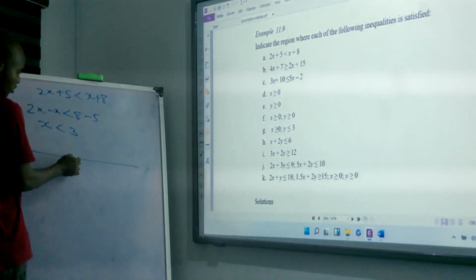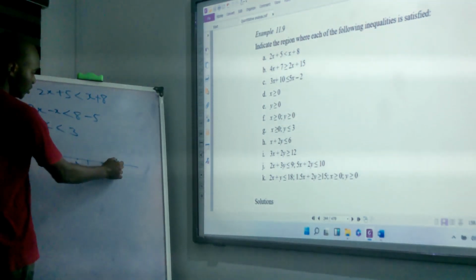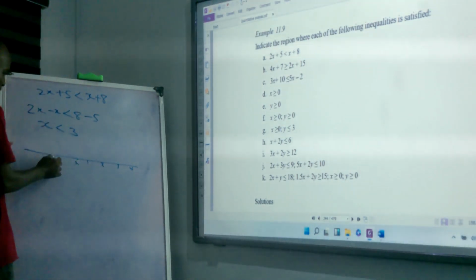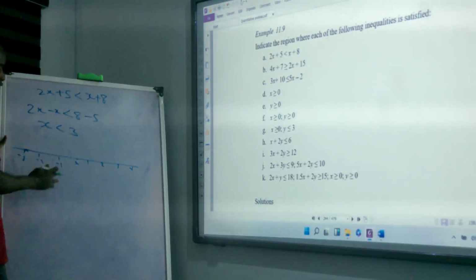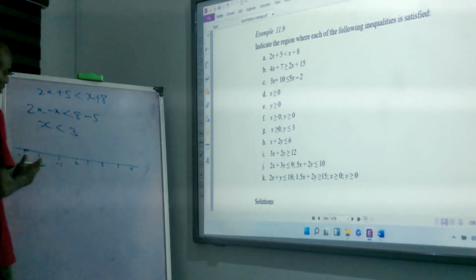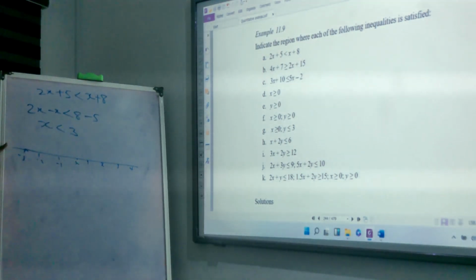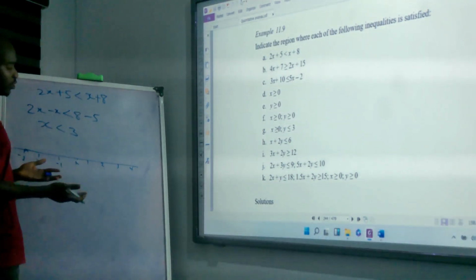On the number line we have 1, 2, 3, 4, and so on, minus 1, minus 2, minus 3, and so on. As I'm going to the right, the value is increasing, and going to the left is decreasing. These are negative numbers. You are not just drawing a graph, this is just the graph, but I'm using just one value.